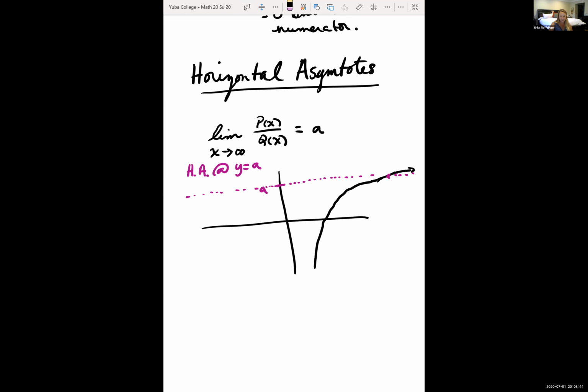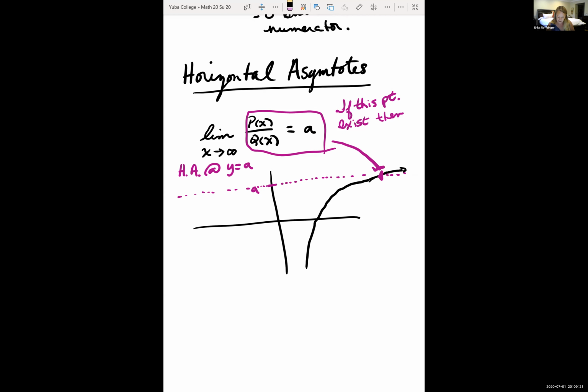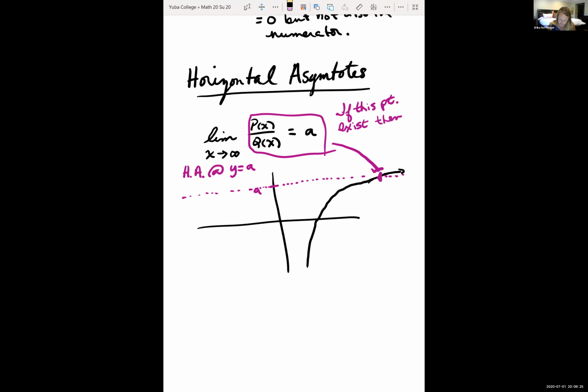We could find that point of intersection if we set our original function, p of x over q of x, equal to the line y equals a. That would give us the x value. Well, we know the y value, which is a. So if this point exists, then you can find it by figuring out p of x over q of x equals a. If you get a false statement like 5 equals 6, or an imaginary number when solving, then we know the graph didn't cross that asymptote and it was just hugging it on the side it was coming in from.